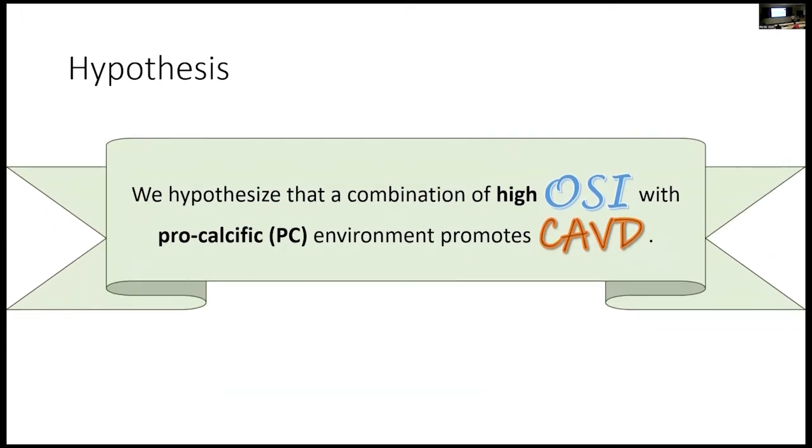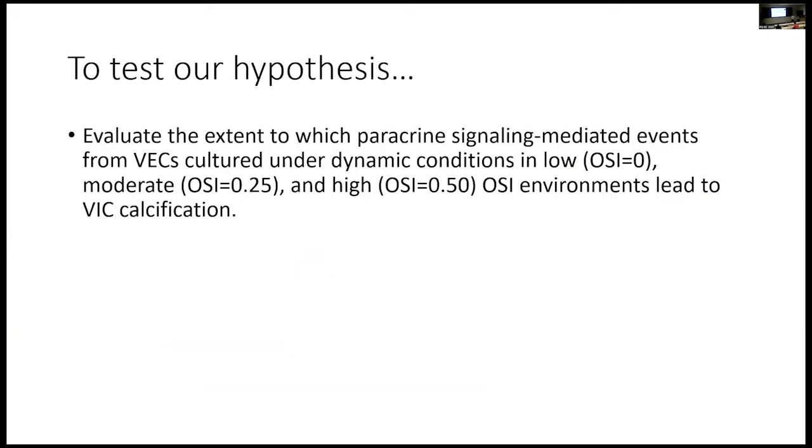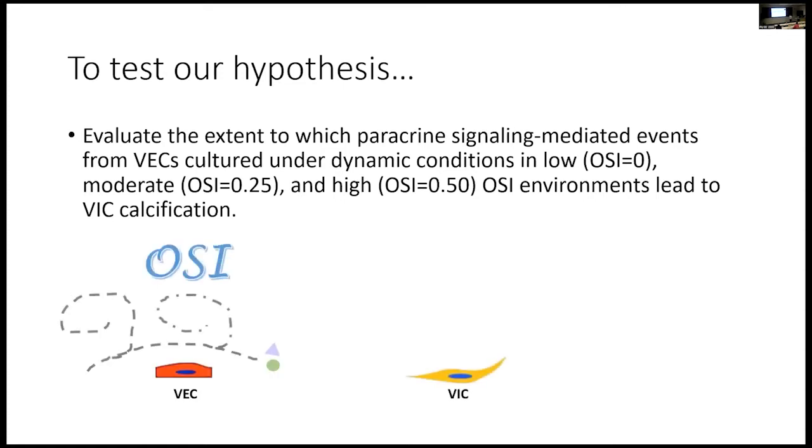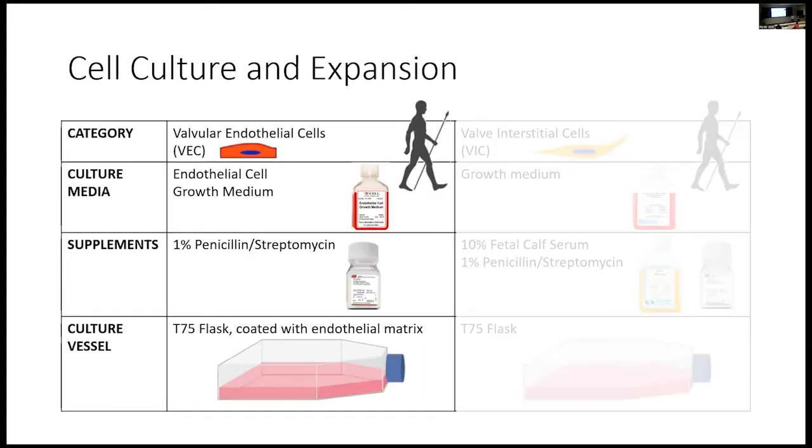We hypothesized that a combination of high OSIs with a pro-calcific environment will promote aortic valve disease. To test our hypothesis, we evaluate the paracrine signaling events, which is communication between the 2 different cell types, and specifically I'm looking at VECs and VICs and how VECs relay messages to VICs in terms of developing calcification. So the VECs will be subject to different OSIs, and we will further assess how they communicate to VICs that lead to disease. First, we cultured VECs.